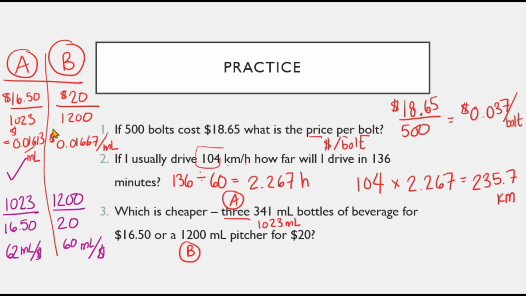So notice, when I did dollars per milliliter, I was looking for the lower number. How much does it cost per milliliter? I want it to be lower. But when I do milliliters per dollar, I'm looking for the higher number. Situation A is still better because I'm getting 2 more milliliters for every dollar I spend.